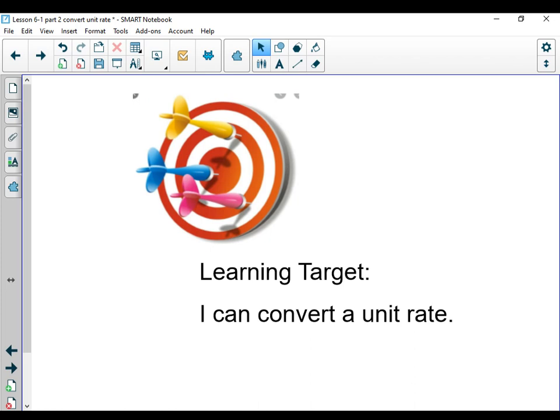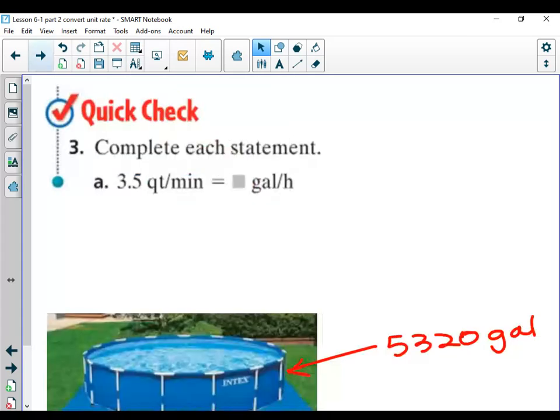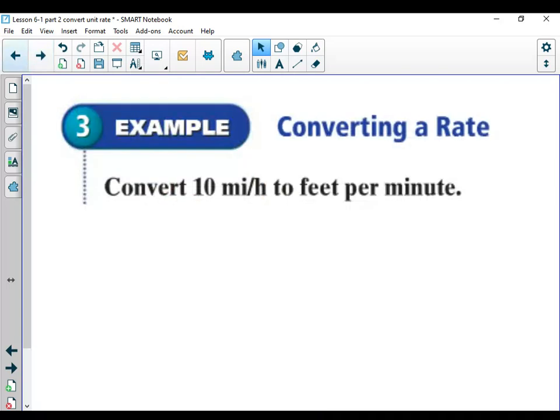Conversions today. Conversions day 3. Today's learning target: I can convert a unit rate. So the setup on these is going to be very important. I strongly suggest you do this too.